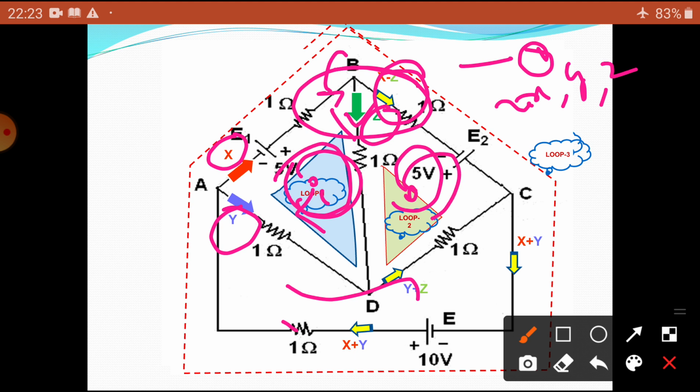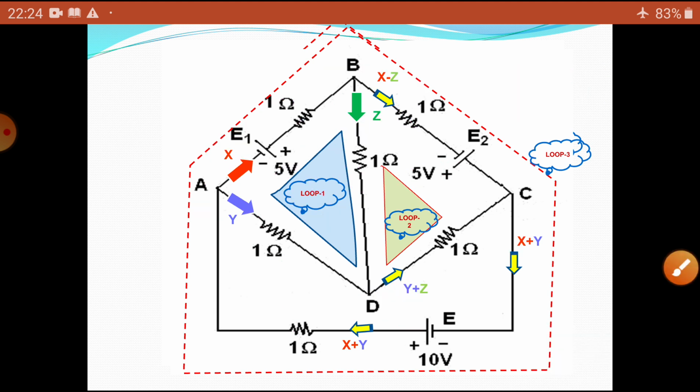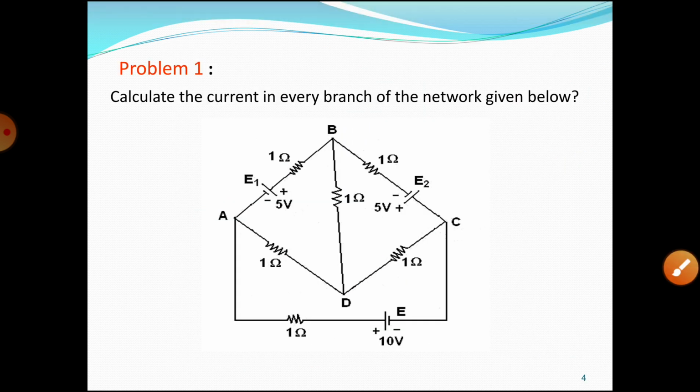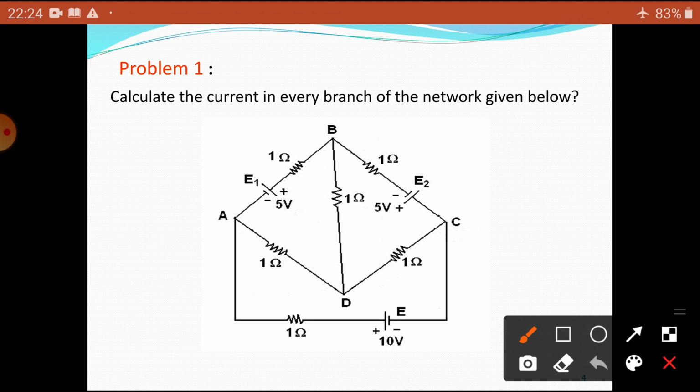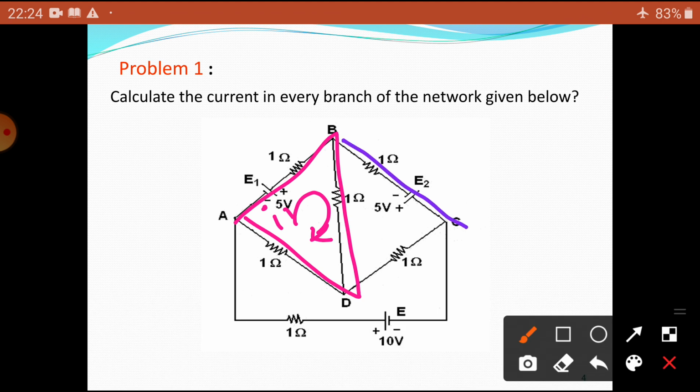this is I2, this is the current I3, and this is the current I4. Based on this, we are going to calculate the current in a closed loop. In the previous figure, this loop A, B, D is a closed loop. We take the current flowing in it as I1, and another current, flowing through D, C, D, B, we assume in one orbital direction as I2.